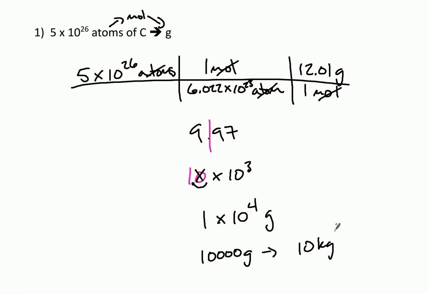But that's how I get my answer. And again, everything on that worksheet is going to be the same as this. It just might be flipped, right? If you're starting with grams and you're trying to get from grams to moles, and then trying to get from moles to atoms, you do the same thing, you just flip everything, right?